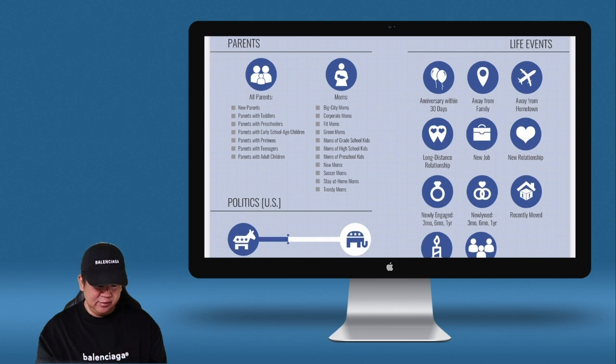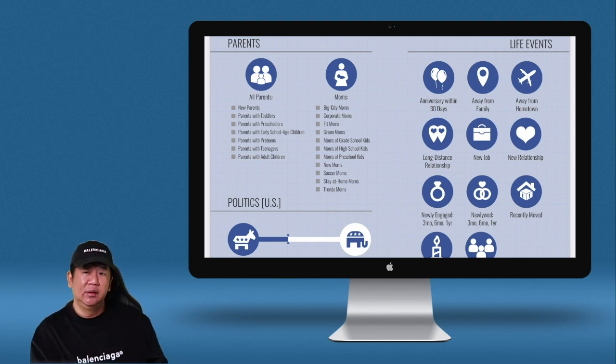Now, parents and life events are incredibly useful. Parents is really targeting not just the new parents, but the very lucrative children market. We're looking at early childhood education, tutoring, anything to do with improving the kids' academic performance. If you're in that kind of business, you'll be targeting parents and the subcategories all day long.